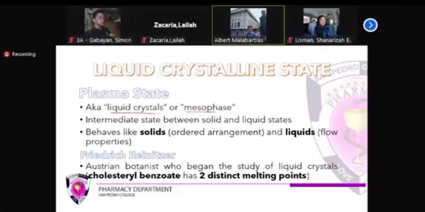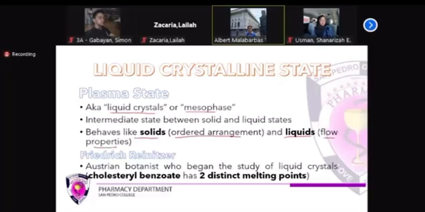It is the intermediate state between the solid and liquid state. So this type of physical state of matter, it behaves like liquids and solids. It behaves like solids in terms of they have an ordered arrangement. It behaves like a liquid in terms that it flows like a liquid.